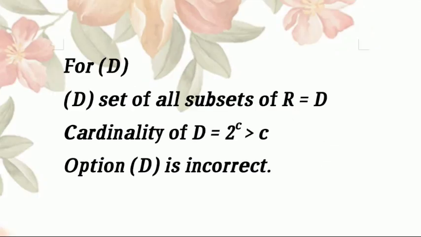Now option D is the set of all subsets of R. Call this set D, and we are going to find the cardinality of D, and it will be 2 to the power cardinality of R, and we get 2 to the power C, and we know that 2 to the power C is also uncountable but greater than C, hence it is not equal to the cardinality of R, and therefore option D is incorrect.